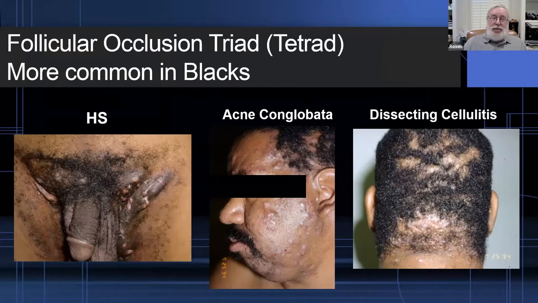Also keep in mind that almost exclusively in Black patients, you can see in association with hidradenitis the so-called follicular occlusion triad or tetrad: hidradenitis, acne conglobata, way past the normal age of acne, dissecting cellulitis of the scalp, and pilonidal cysts is the rest of the tetrad. So one should always inquire and look for these other potential problems.